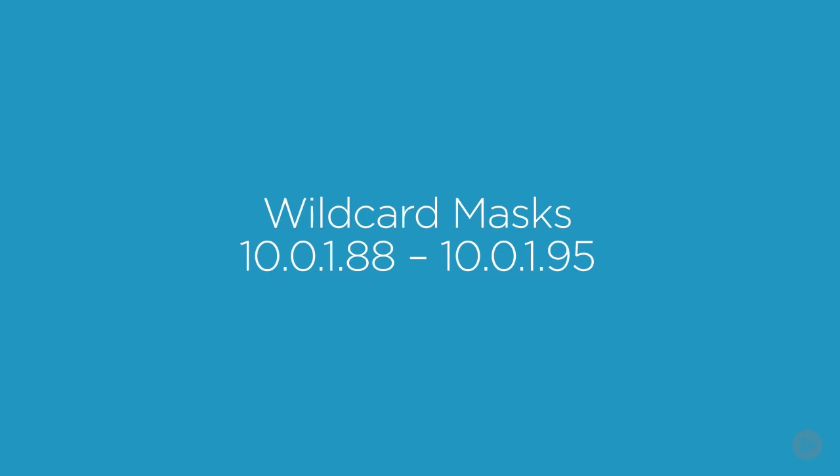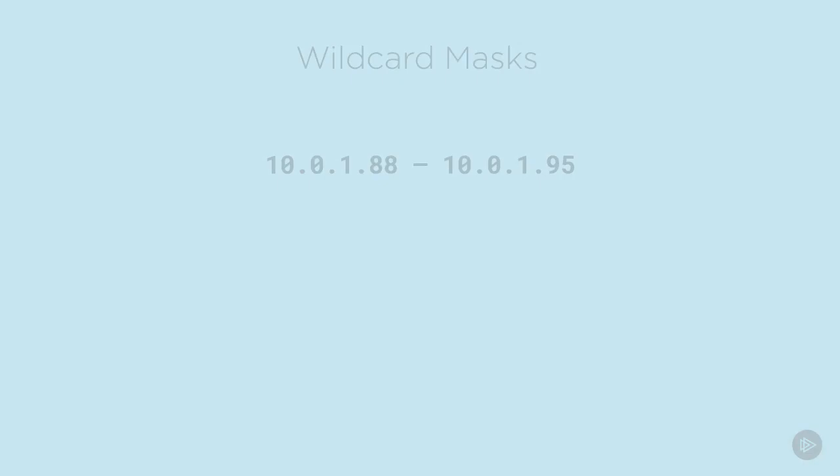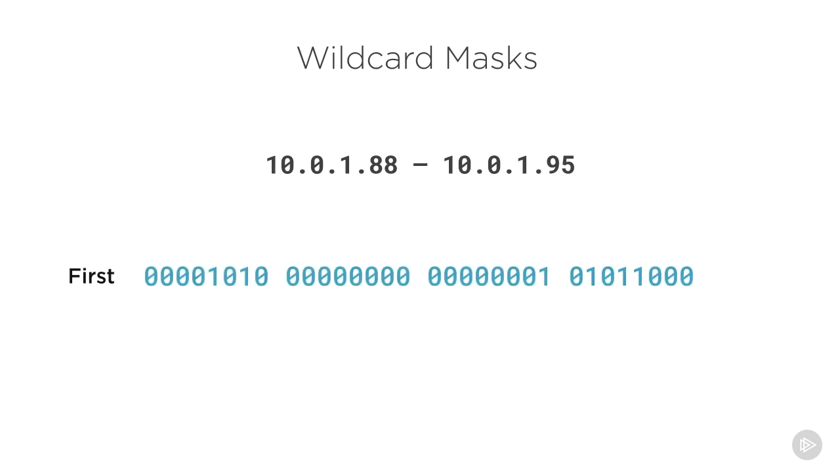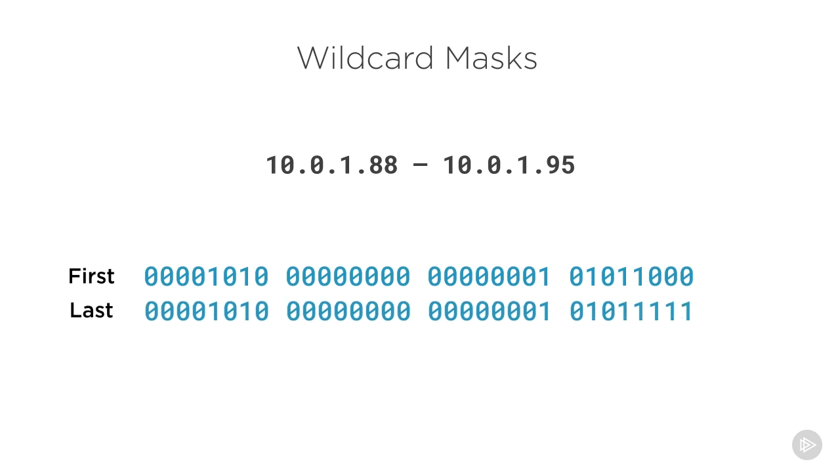10.0.1.88 through 10.0.1.95. This is a little bit odd range of addresses, except I explicitly picked this range because it works out very nicely to calculate a wildcard mask. So we never really know if our wildcard mask is going to work out until we explicitly write it in binary, or we have a really keen sense of binary already behind us. So we'll write out our first and last addresses here. Once again, I set this up so that we can see that in that first address, there's a series of zeros at the end of that address.